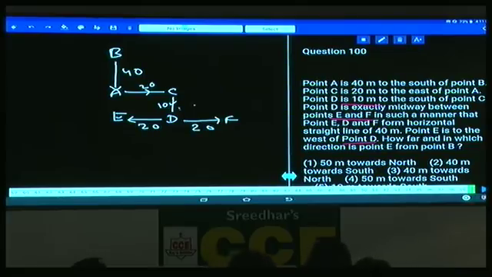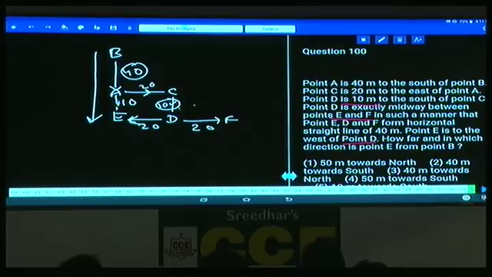How far and in which direction is point E from point B? From point B, this is 20 towards east and this is 20 towards west. Between these two, the horizontal distance has become nullified. 20 minus 20, 0. Now we are left with only the vertical distance. This is 40 towards south, and this is equal to this 10.